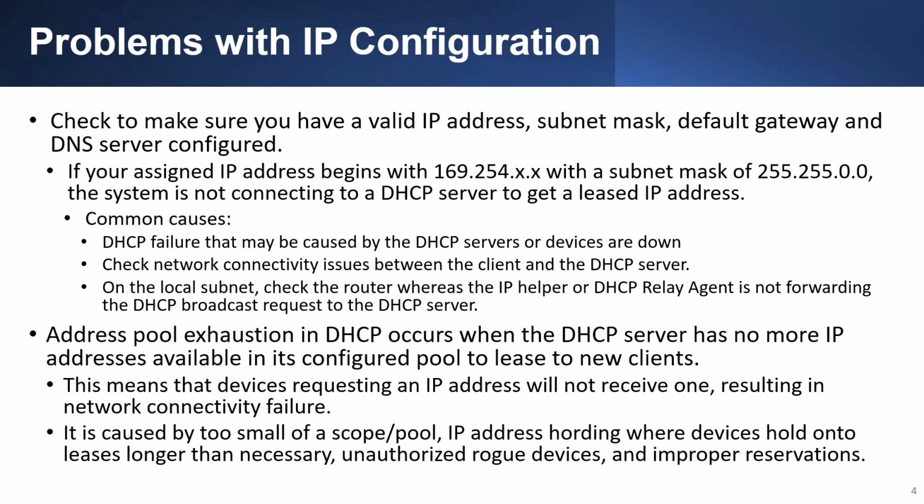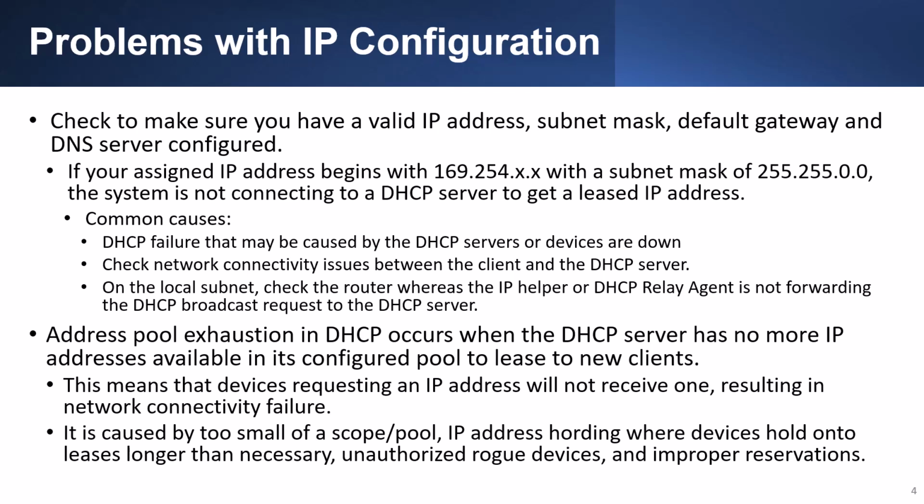If your assigned IP address begins with 169.254 with the subnet mask of 255.255.0.0, the system is not connecting to a DHCP server to get a leased IP address. Common causes may include DHCP failure that may be caused by the DHCP server or devices being down. Check network connectivity issues between the client and the DHCP server. And on the local subnet, check the router, where the IP helper or DHCP relay agent is not forwarding the DHCP broadcast request to the DHCP server.